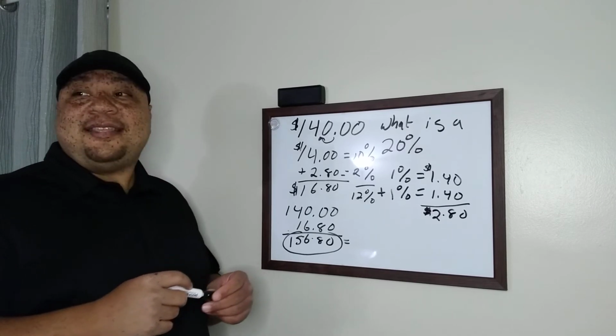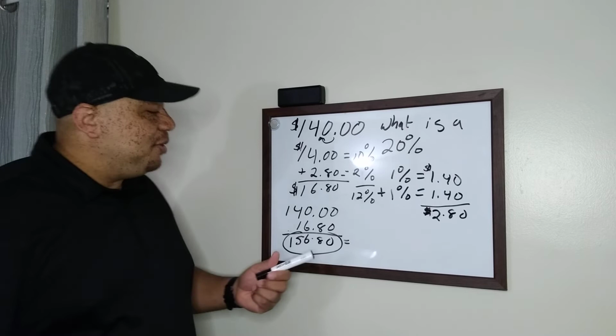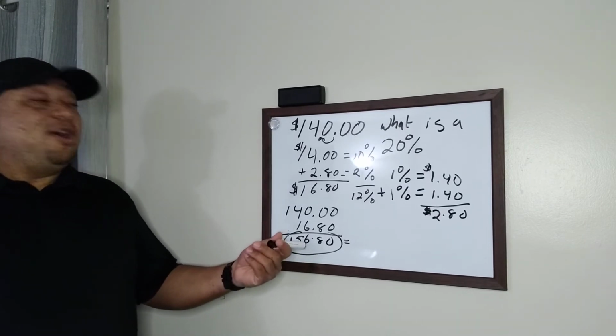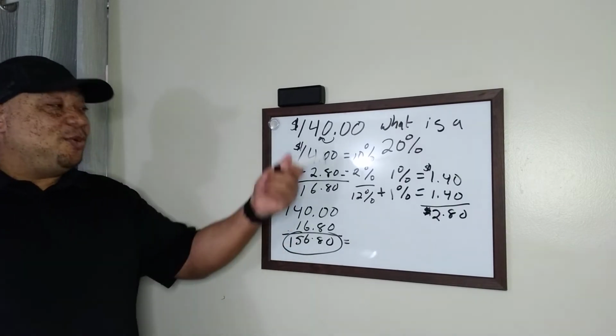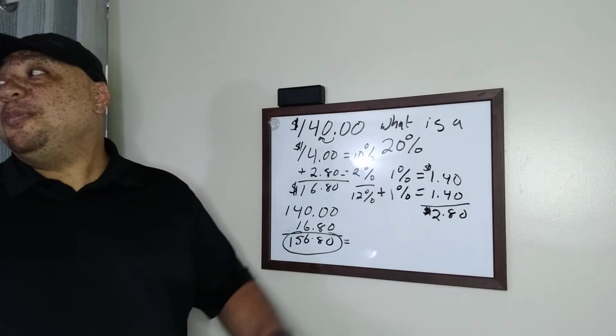My question is, what if there are 3 people that's supposed to split the bill? Okay, so we're splitting the bill. So let's take this odd number $156.80, which is a 12% tip. And what do we do when we're trying to get 3 people to pay an even amount?